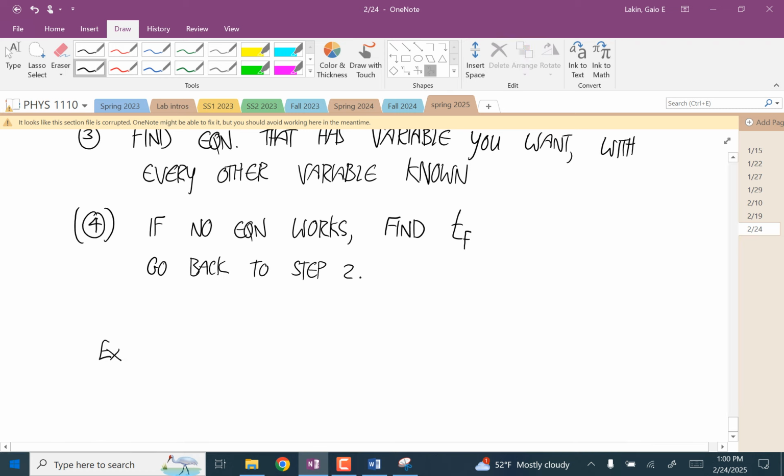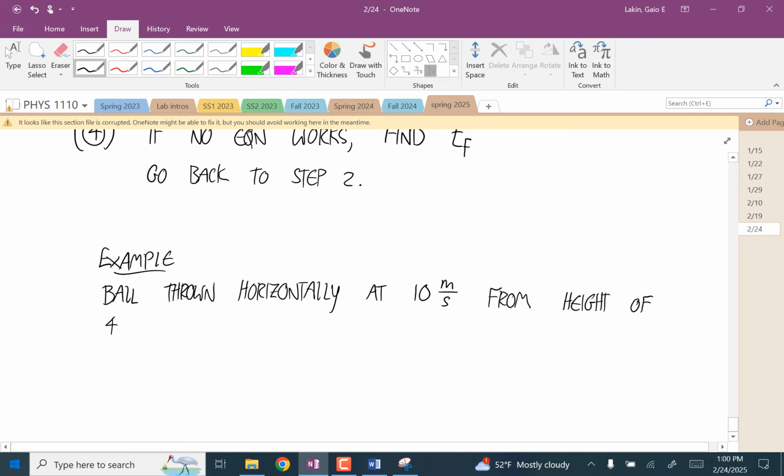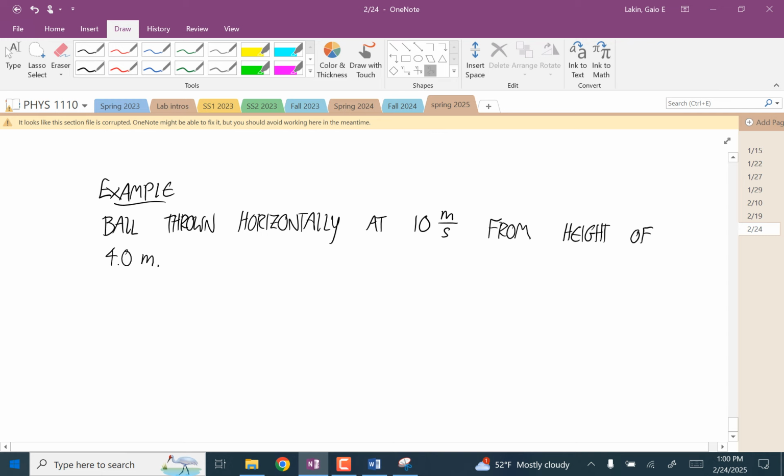Okay, so the example: let's say that a ball is thrown horizontally with a speed of 10 meters per second from a height of 4 meters. How far does the ball travel horizontally before it hits the ground?